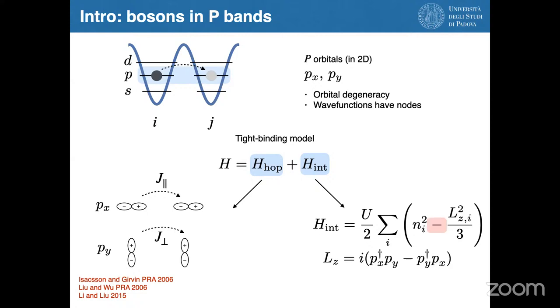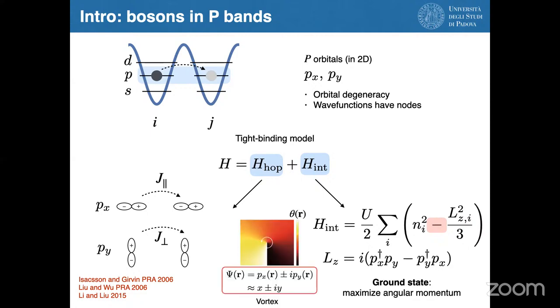Now, I would like you to pay attention to the fact that there is a minus sign. So a positive interaction U corresponds to a ground state favoring maximum angular momentum. Because if you maximize angular momentum, through the minus sign, you minimize the interaction energy. So you create angular momentum in the ground state, which means that on each site of the optical lattice you have a condensate, let's say, with a vortex structure. So the ground state of this Hamiltonian is a vortex ground state.